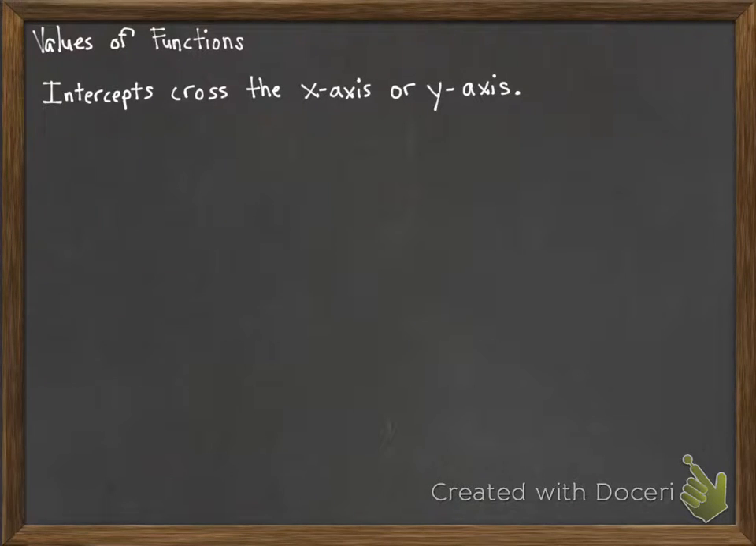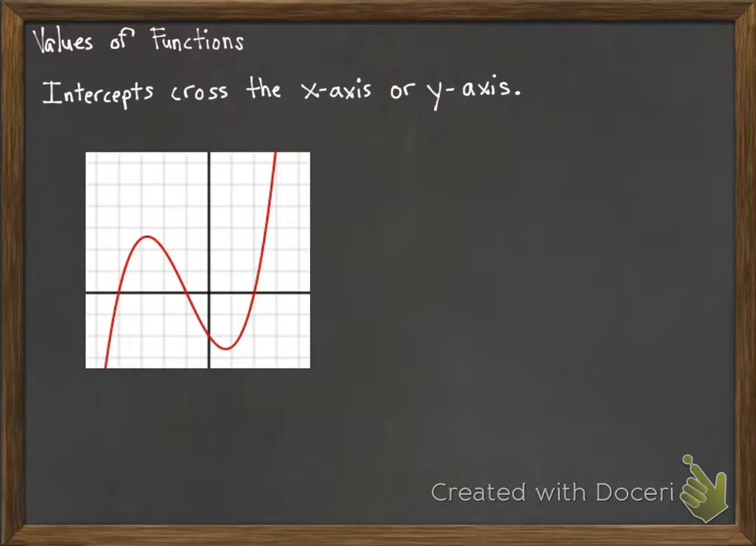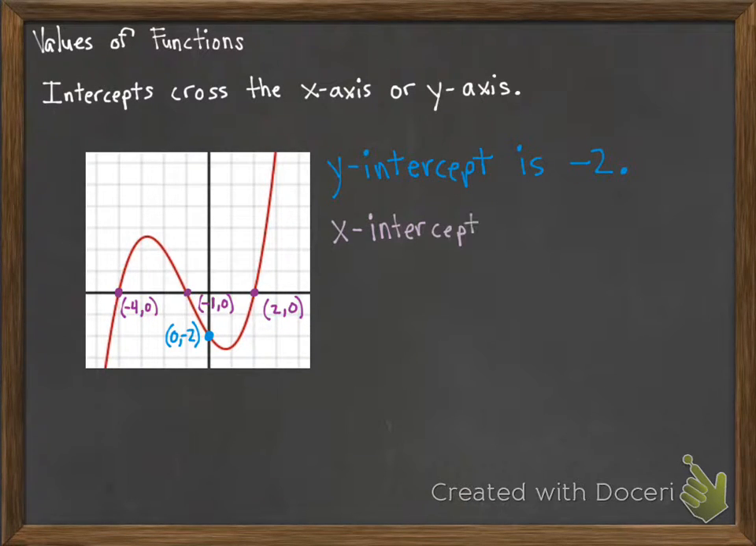This lesson focuses on different values of functions. Intercepts are where a function crosses the x or y axis. If we have a function and we graph it, any place that the function crosses the y-axis is called a y-intercept. In this case, the y-intercept is -2. Any place that the function crosses the x-axis is called an x-intercept. In this case, we have 3, -4, -1, and 2.